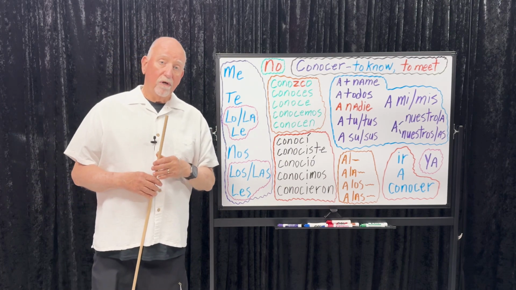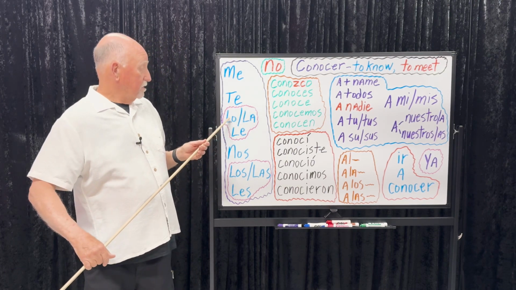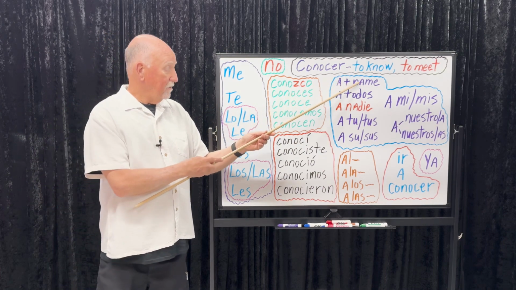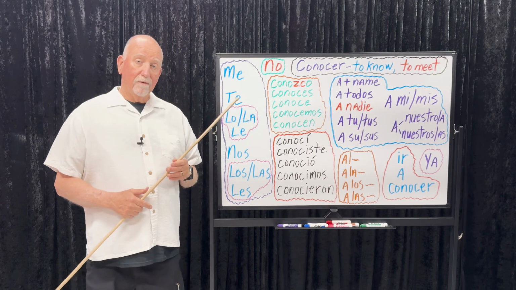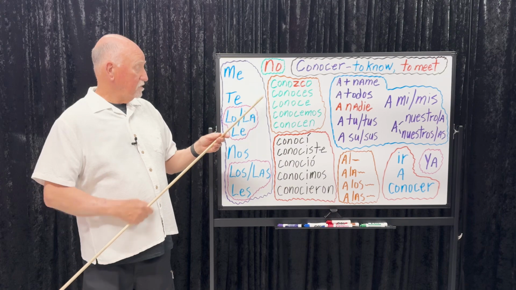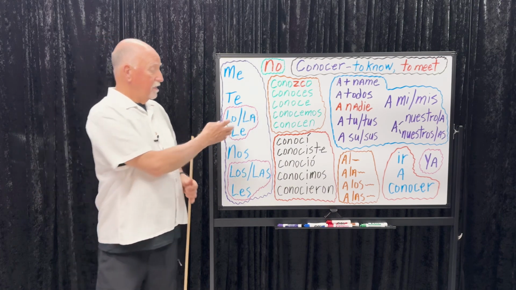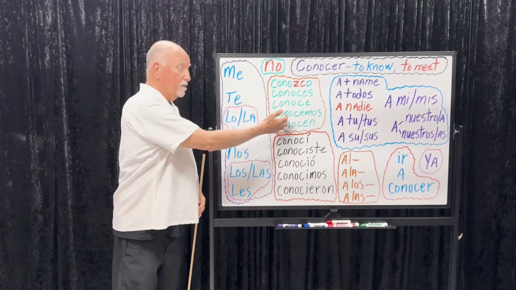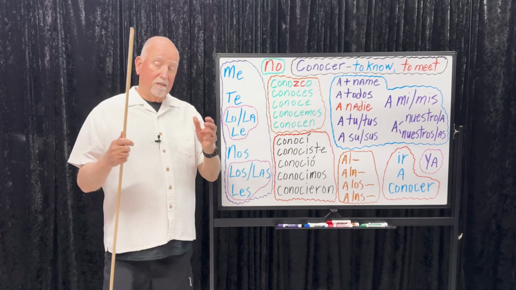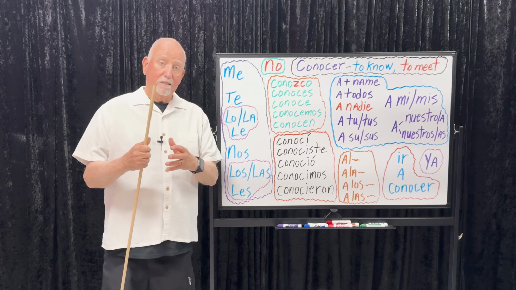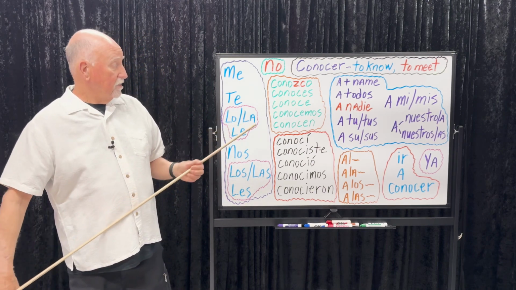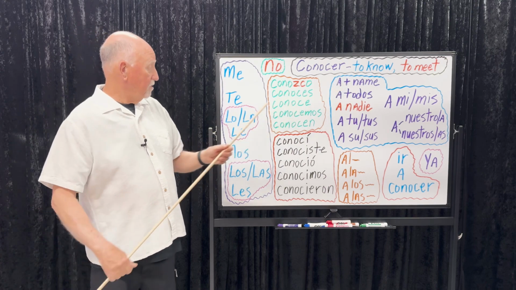Do you know Harry? Since Harry is a him, we're going to go lo conoces a Harry. Right? Do you know Sally? ¿La conoces a Sally? It's more common to put the pronoun in front instead of just saying conoces a Sally. It's better. So if you want to say again that you know someone, use the pronoun in front to start it off.